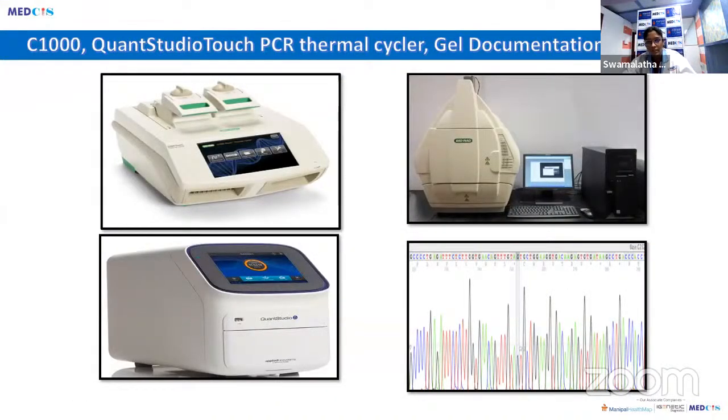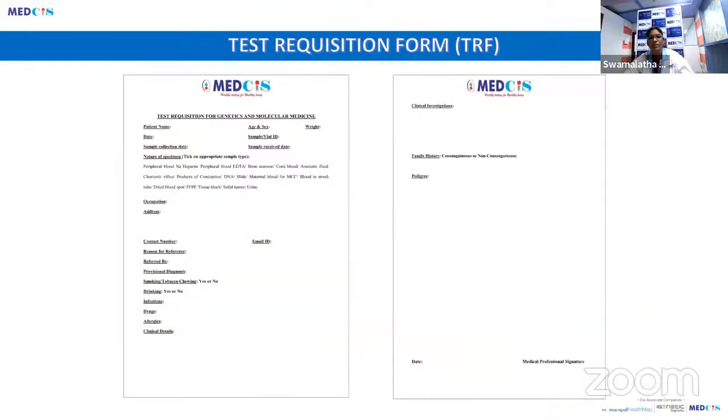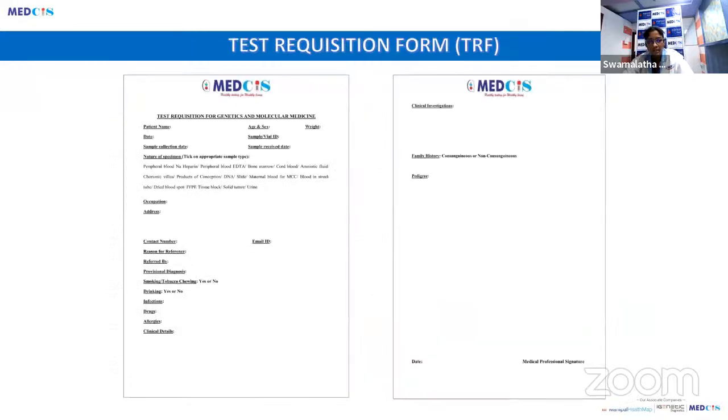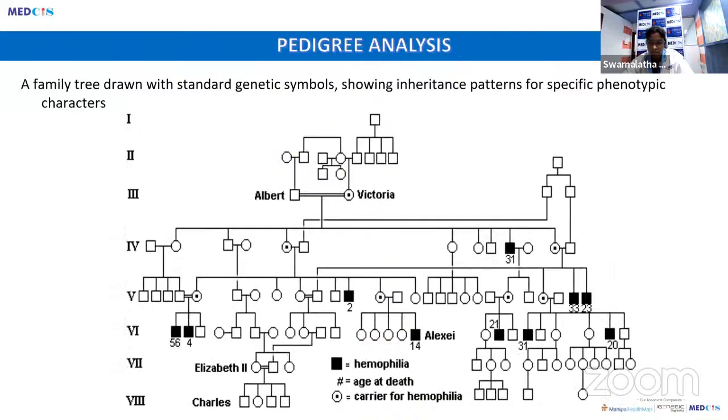Other than cytogenetics, we also have a molecular genetic setup with PCR machines, a real-time machine, and a gel documentation system for analyzing band sizes. We also do sequencing. This is a general test requisition form which we use in our lab, which has all the particulars of a patient, to be filled by the client, doctor or patient. Before taking this TRF, we also do a pedigree analysis where the family tree is drawn and the family history is taken.